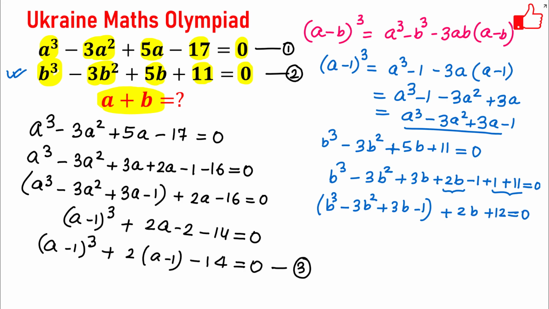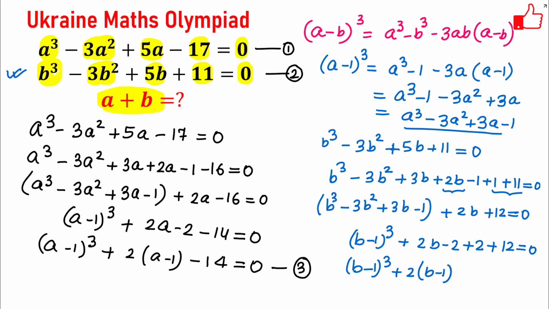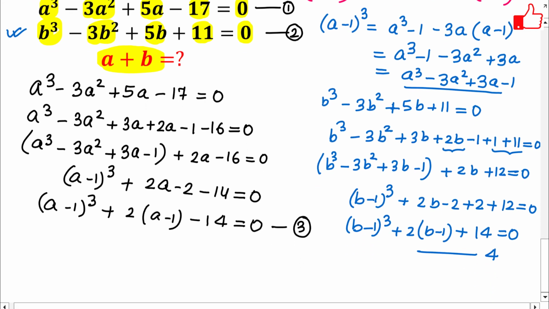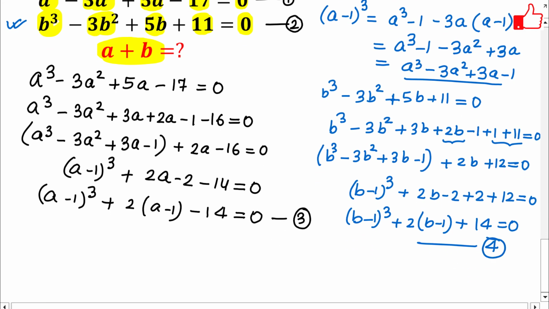Now this is b minus 1 whole cube. And I need a b minus 1 term, so what I will do is subtract 2 and add 2, and this plus 12 equals 0. So this is b minus 1 whole cube, and this is 2 times b minus 1, and this is 2 plus 12, that is 14, equals 0. Now let us call this equation 4. So this is my equation 4.